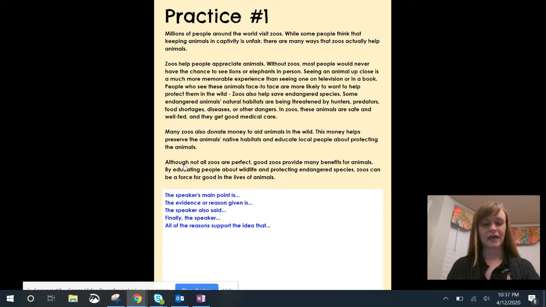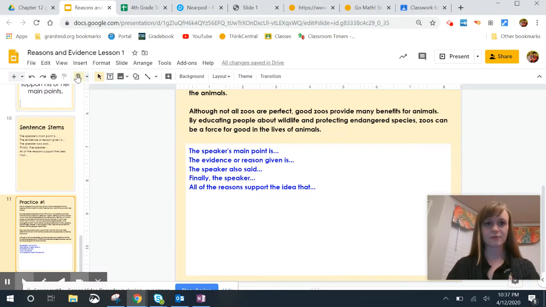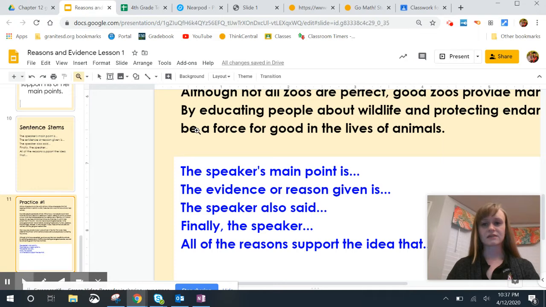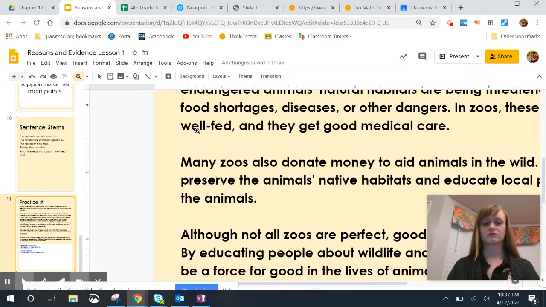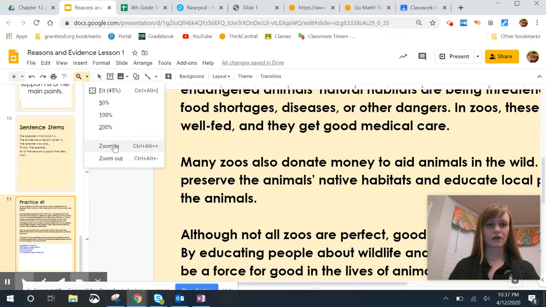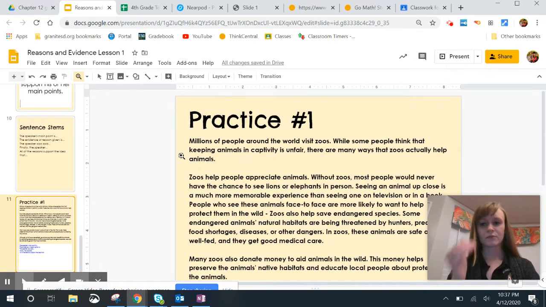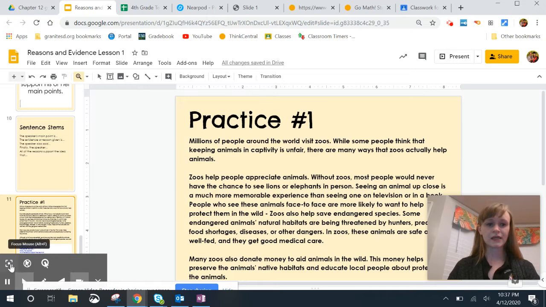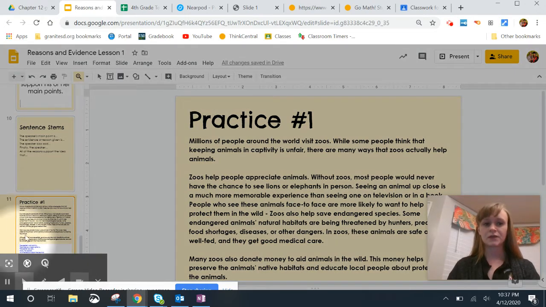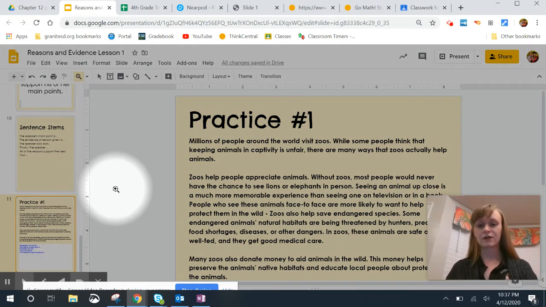So let's go ahead and practice together. So I'm going to first make this larger. Oop, I made it one bit too large. There we go. Okay, and we're going to go ahead and read this together. So what I want you to do is, as Mrs. Watson is reading, I'd like you to read also. I'm going to use this to highlight so you can follow along with me.